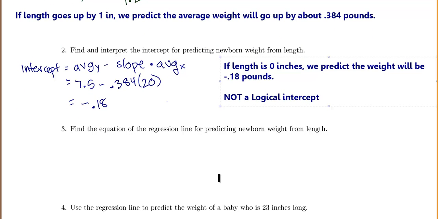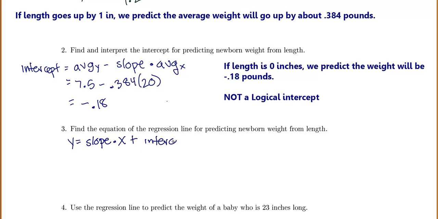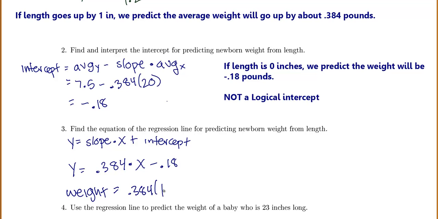Number 3, find the equation of our regression line for predicting weight from length. So y equals our slope times x plus the intercept. In our case, y equals our slope of 0.384 times x plus, or in this case, minus our intercept of 0.18. And we can write it in context. So weight equals 0.384 times the length minus 0.18.